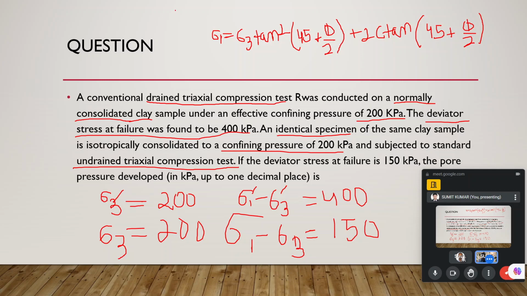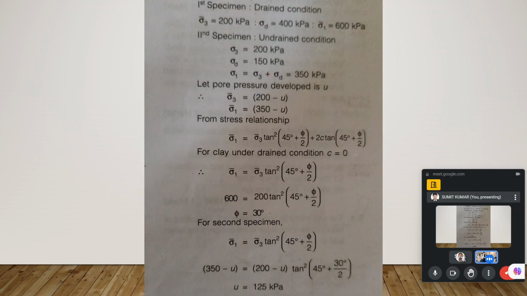But when we solve this problem, we must know that sigma 1 dash is equal to sigma 3 dash tan square (45 plus phi dash by 2) plus 2c dash tan (45 plus phi dash by 2). This interrelation also works in a similar manner, and we use the same relation to solve the problem, as you can see from the solution. Now I show the solution for you, because I am confident that you are aware of what I want to convey. In the first specimen, sigma 3 is given as 200 kilopascal, and the deviatoric stress is 400, so sigma 1 dash is 600 kilopascal.